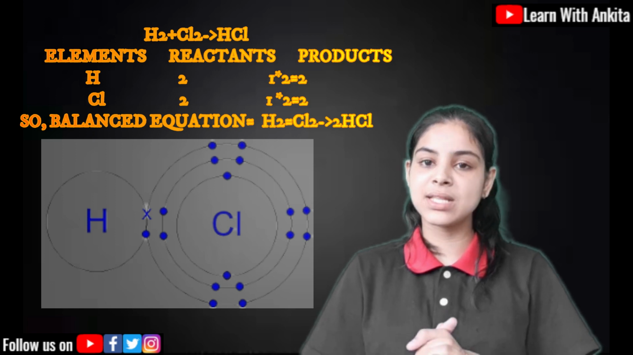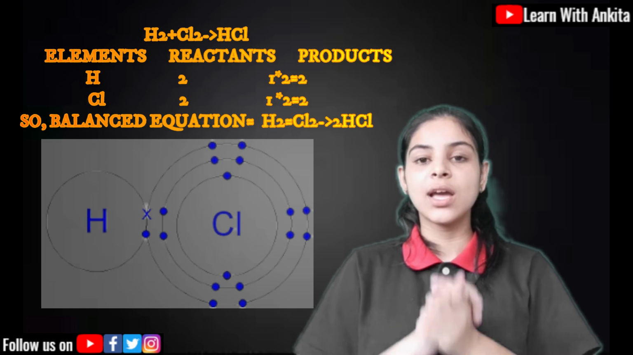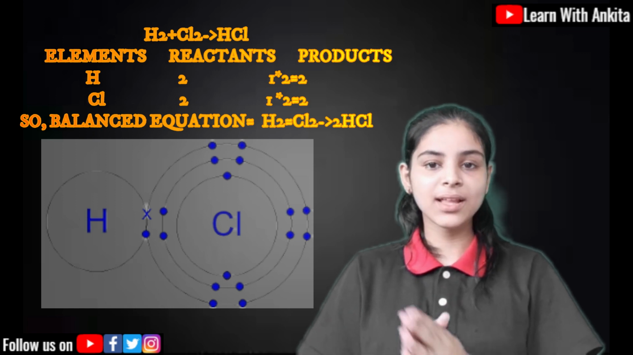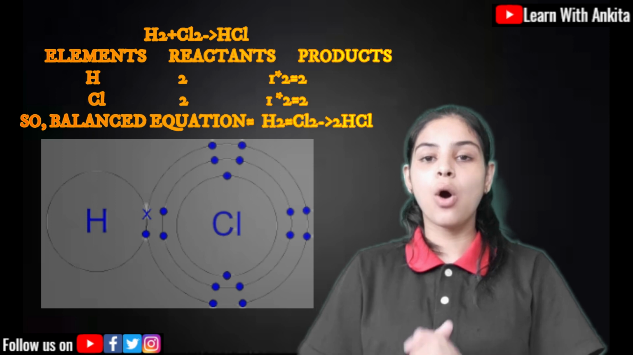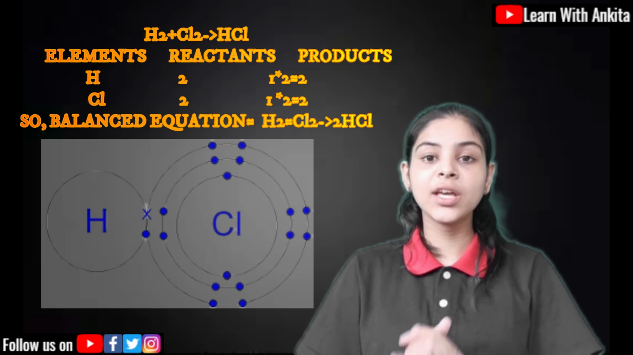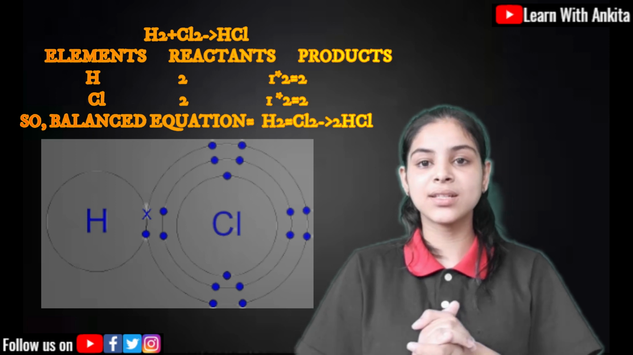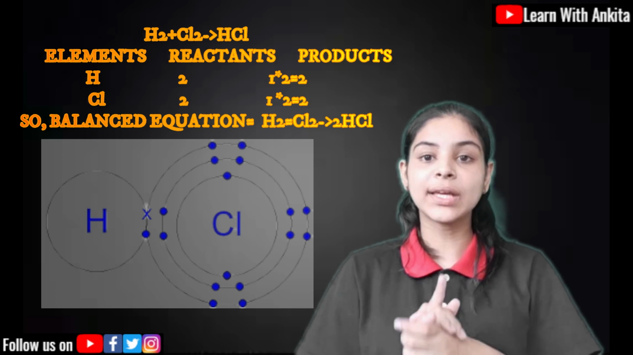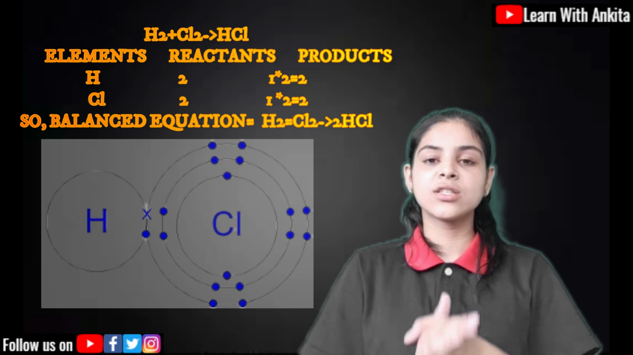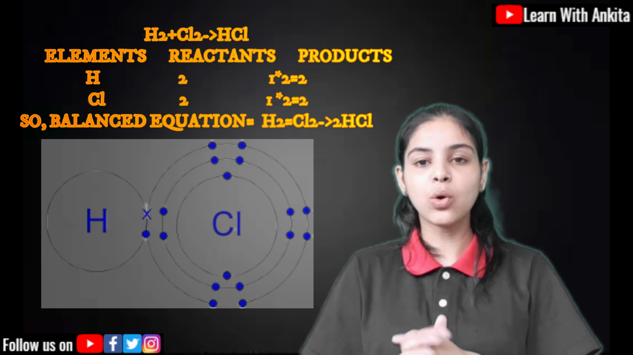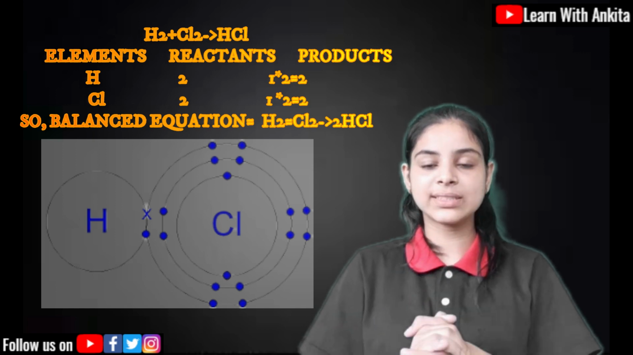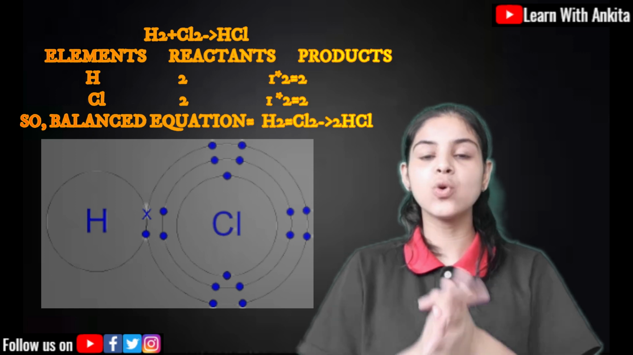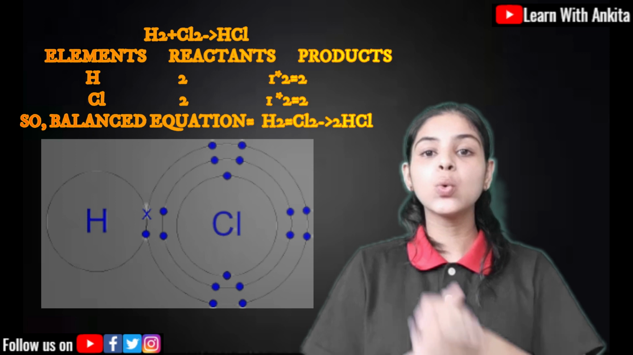Hydrogen, how many atoms on the reactant side? 2. On the product side, how many atoms are there? Only 1. Then if we move to chlorine, how many atoms are there on the reactant side? 2 atoms, but on the product side only 1. So you can multiply by 2 on the product side, and you'll get 2HCl.